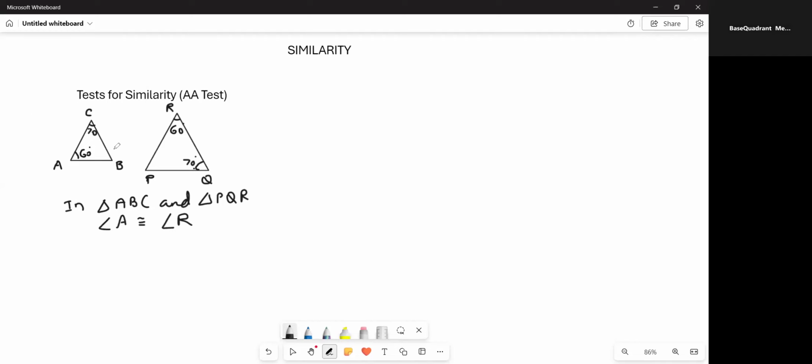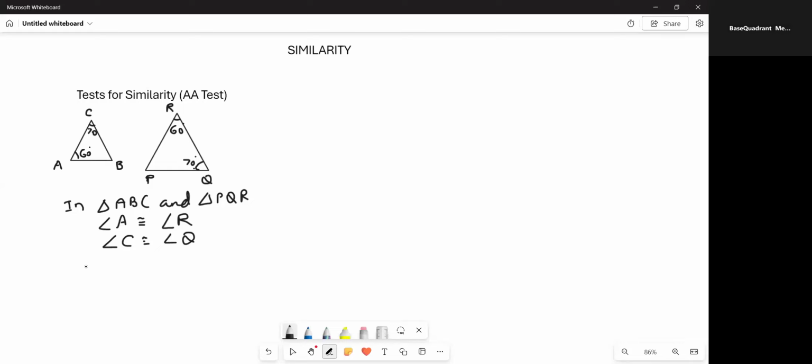Then you see that one more angle of the first triangle, that is angle C, is 70 degrees, and for the second triangle angle Q is also 70 degrees. So angle C is congruent to angle Q. So we got two pairs of angles congruent, right? This is the first pair and this is the second pair. Two pairs of angles, so the triangles are similar by AA test.